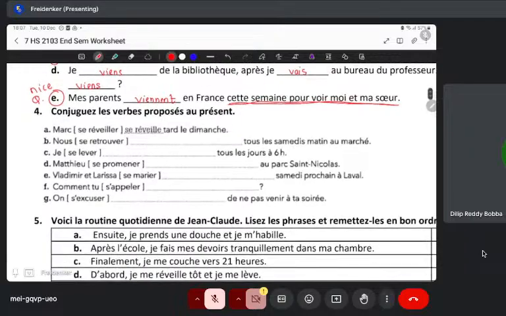Anyways, fourth bit, conjuguer les verbes proposés au présent. Conjugate the verbs in present tense. So basically, just conjugate. We only know present tense. Example is given. Okay, what topic is this? If you look at this, every single thing is SE. So this is pronominal verbs. So let me open that as well.